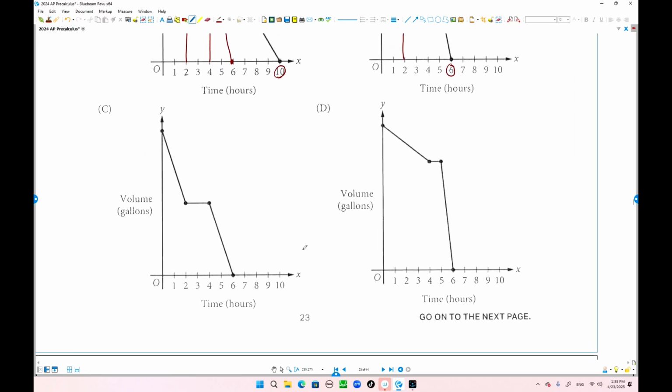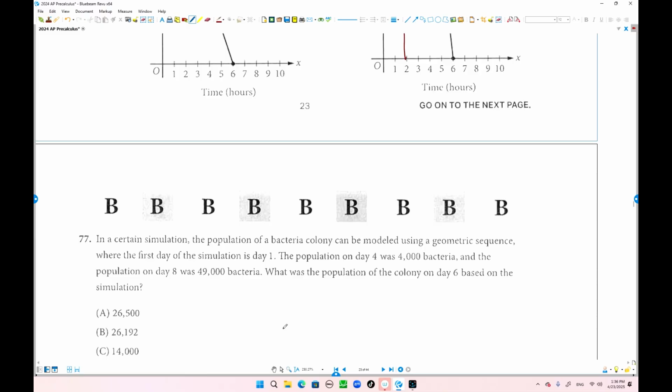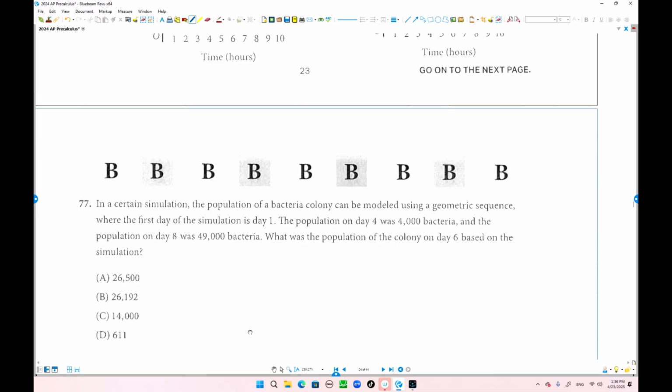Option C is very similar, but these two slopes are equal, right? Same rate, no good, okay? This is not 2 hours. The next one, number 77.